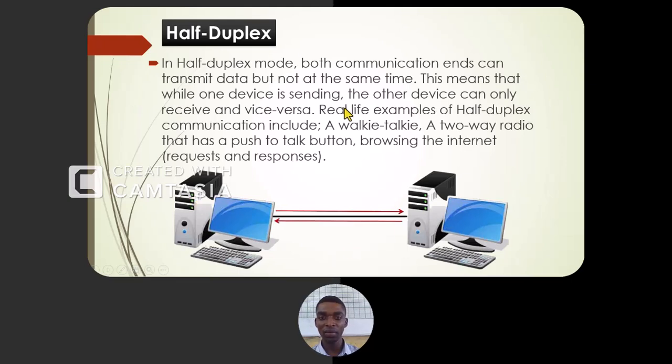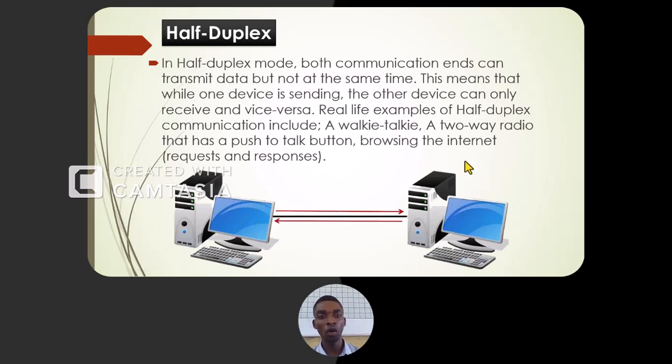Let's look at some of the real life examples of half-duplex communication mode. One includes the walkie-talkie. Another one is a two-way radio that has a push-to-talk button. Browsing the internet is another one, where you ask for a request and many responses are given to you.